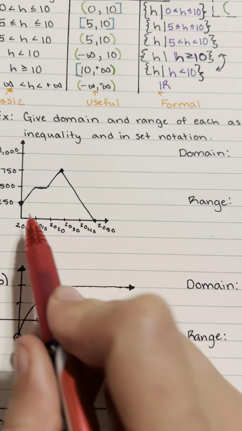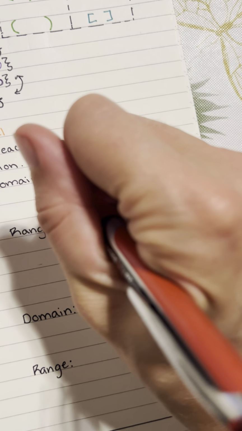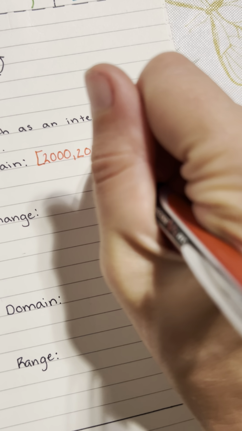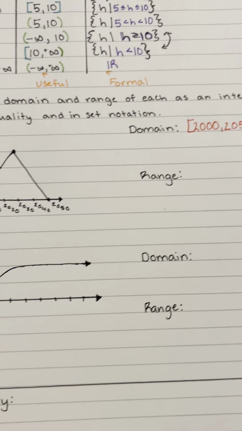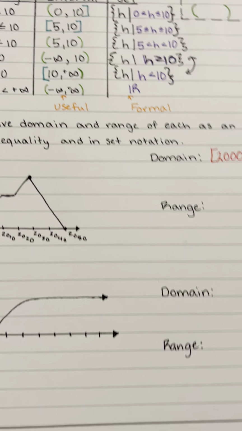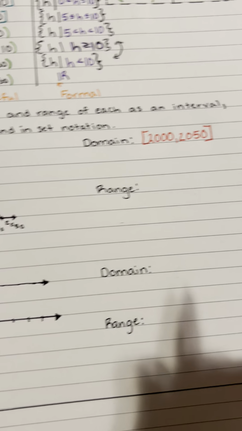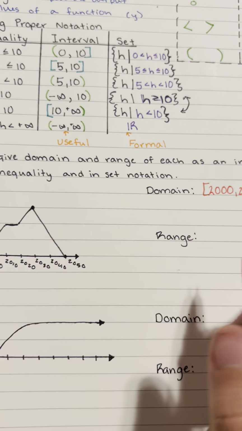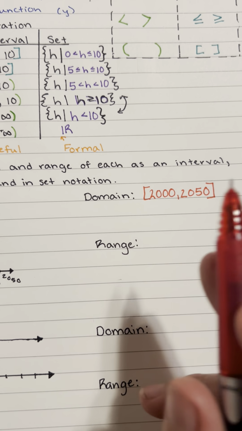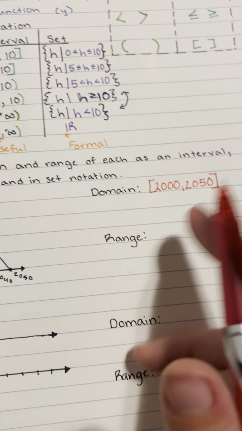And these are both closed circles, which means that in interval notation, I'm going to have brackets from 2000 to 2050. Okay. Now here, remember in the domain, you're talking about the variable X. So I'm going to rewrite this in inequality notation. I wrote it in interval notation. Now I'm writing it in inequality notation.